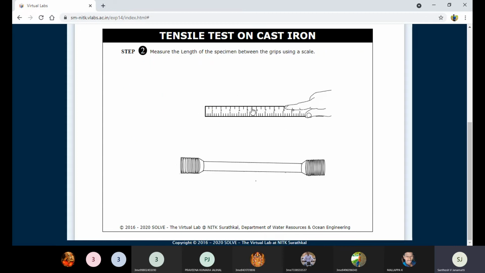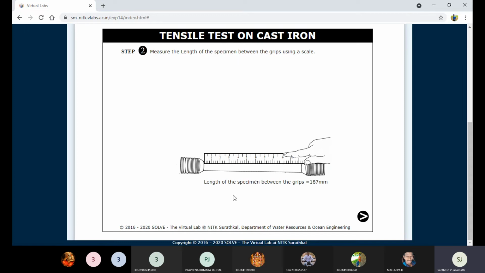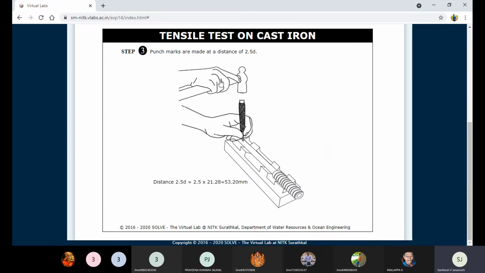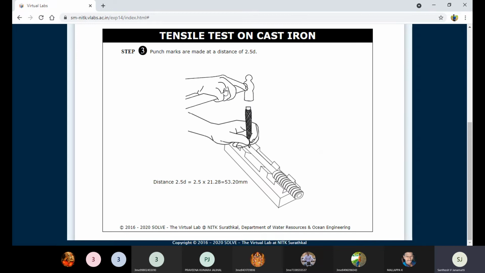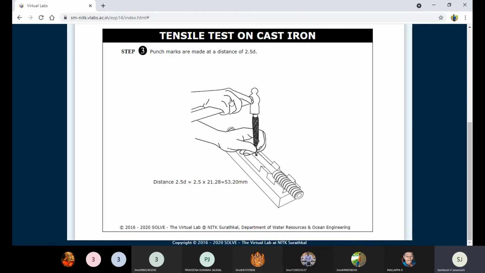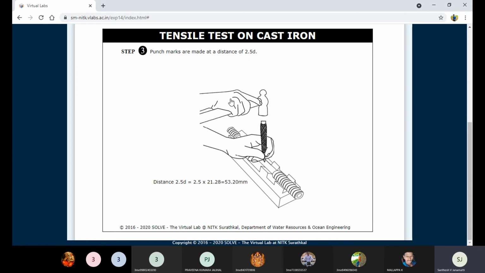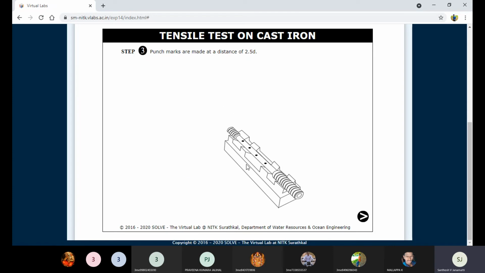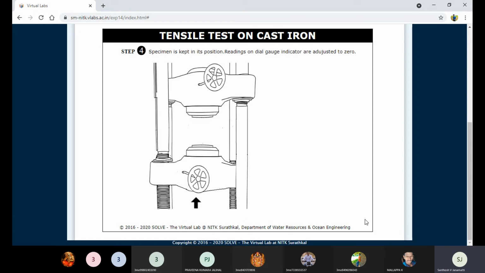Yes, we can just click on the scale. Now the simulation lab is measuring the specimen length, which is about 187 mm. So let's move on to the next. So this is the punching action. So punching is over.